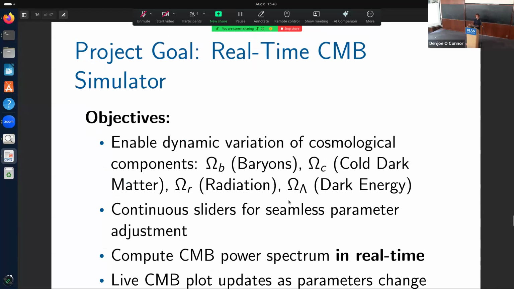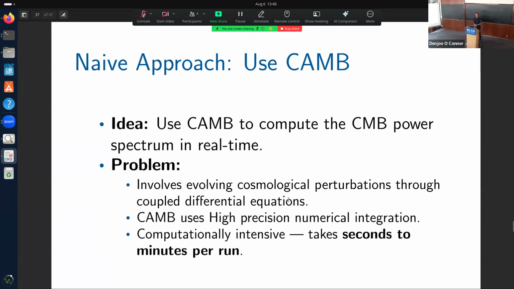Because if I were to do this project and try to put up a real-time simulation using CAMB, I would run into certain problems, which is that CAMB is a full-on cosmological analysis of all the cosmological processes that go on before the time of last scattering. It works by evolving cosmological perturbations using perturbed general relativity. It requires high accuracy numerical integrators, and this is very computationally intense. Between every simulation that you want to put up, it can take seconds or up to minutes to run one single simulation.